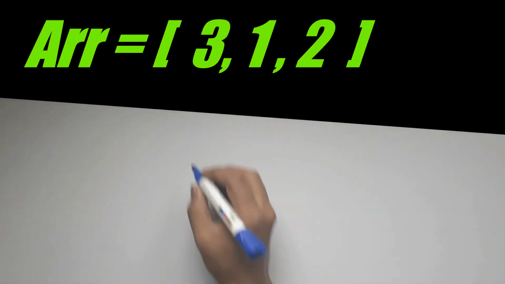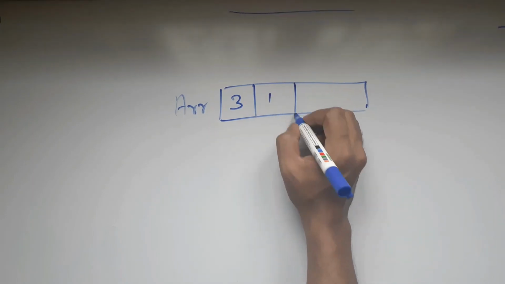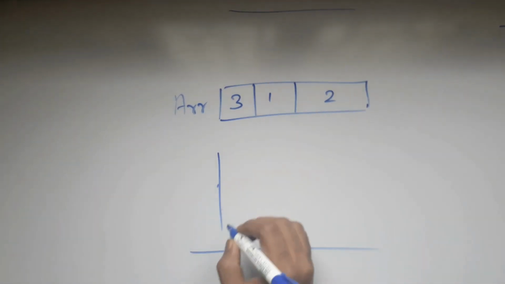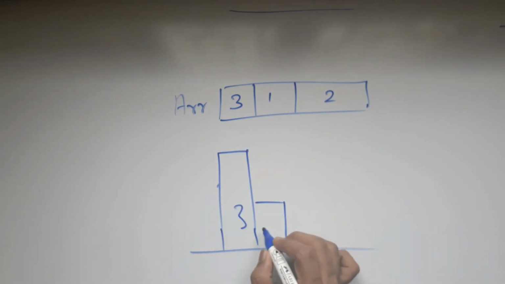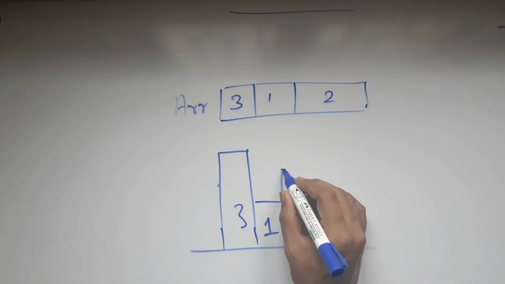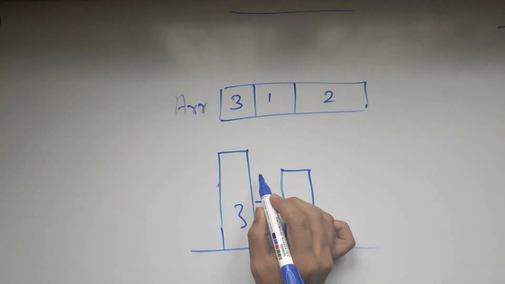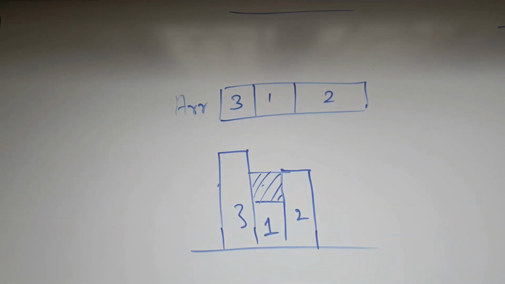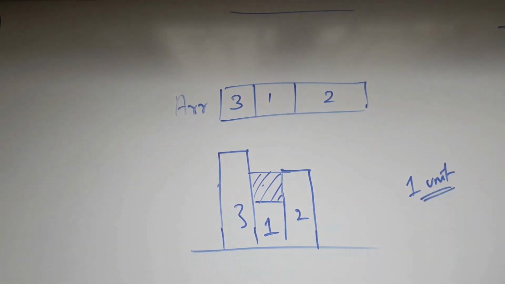Yet another case: you are given an array which has these values, 3, 1 and 2. Let's try to visualize it again. We have a wall of height 3 now and a height 1 here and 2 here. How much can we store? We can store 1 unit. Even in this, just by visual inspection, we can store 1 unit of whatever resource that we can store.